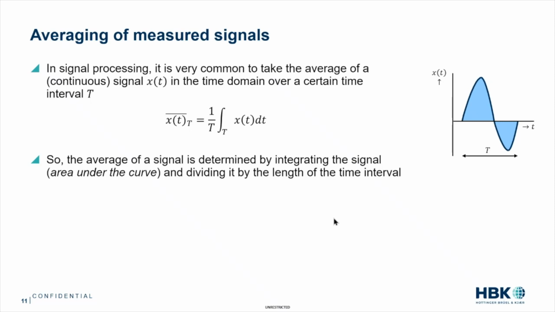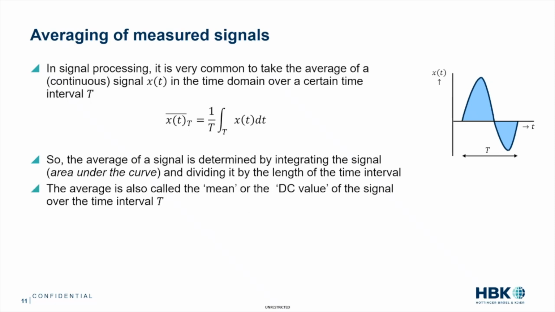So the average of a signal is determined by integrating the signal, often called the area under the curve, and dividing it by the length of the time interval for which you do the integration. This is, I think, all quite known. What you get then for that signal is the mean, the average, but it's also called the DC value of the signal over the time interval T.